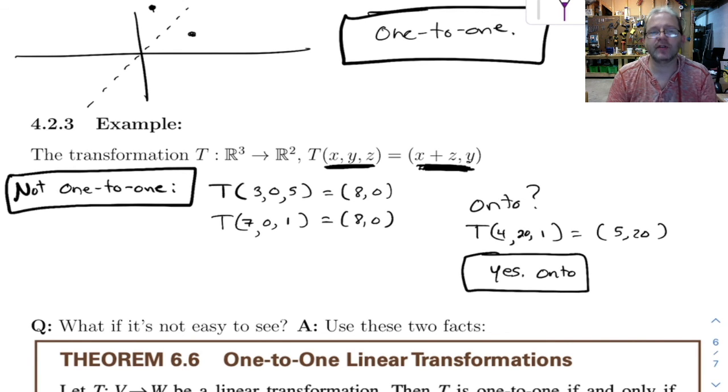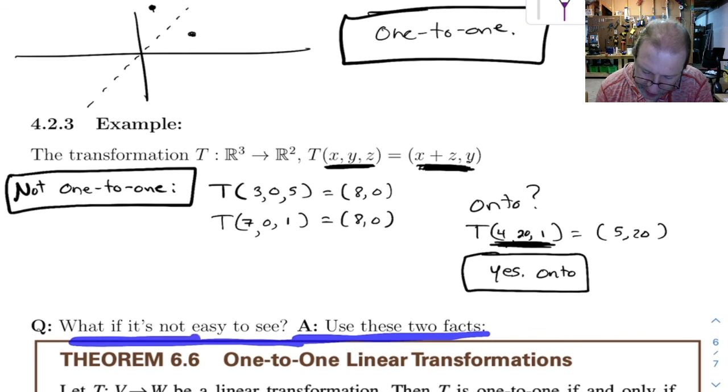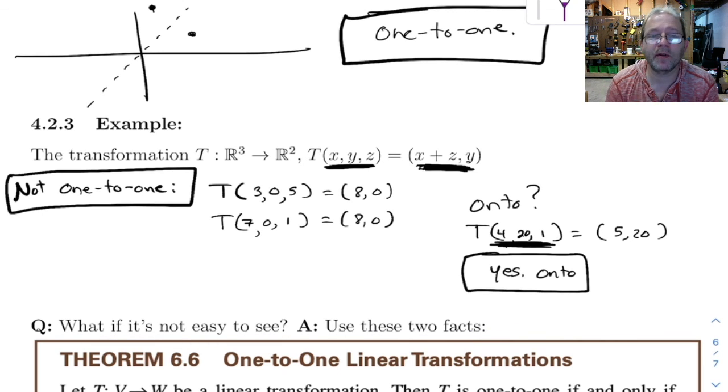Now to prove that it's onto, we'd have to show sort of a recipe for how to pick this. And I'm not going to go into that. But this is onto, and I think we can see it. Now a good question is, what if it's not easy to see? And if it's not something that you can just look at and tell, we've got a couple of facts that'll guide us right through that. But we'll save those for the next video.